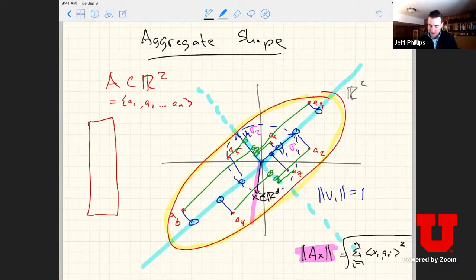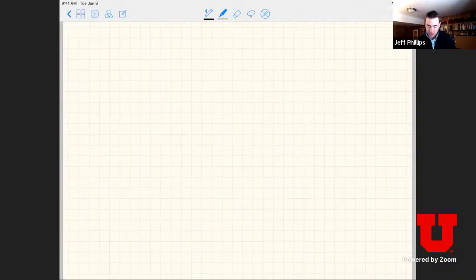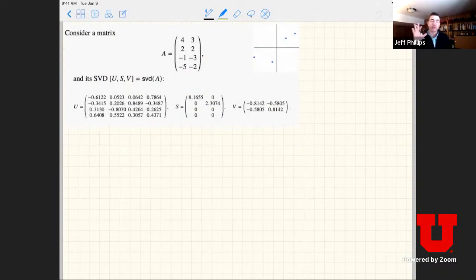Let's see another way. Let's look at this. I'll start with an actual example. I'm going to draw some pictures, and then we'll go through and see this in Python as well. And in Python, the main thing I don't like about Python is how it deals with the SVD.